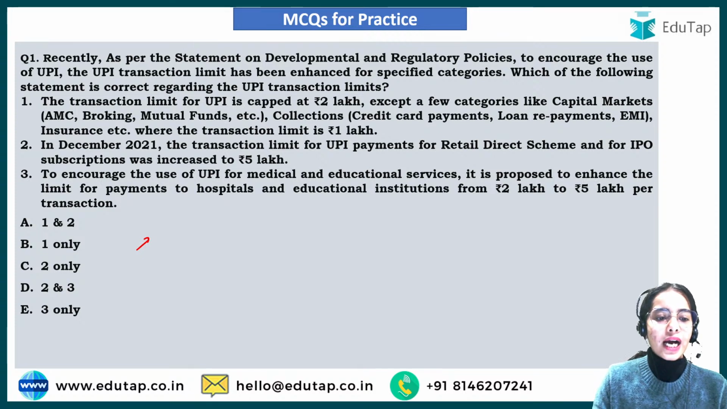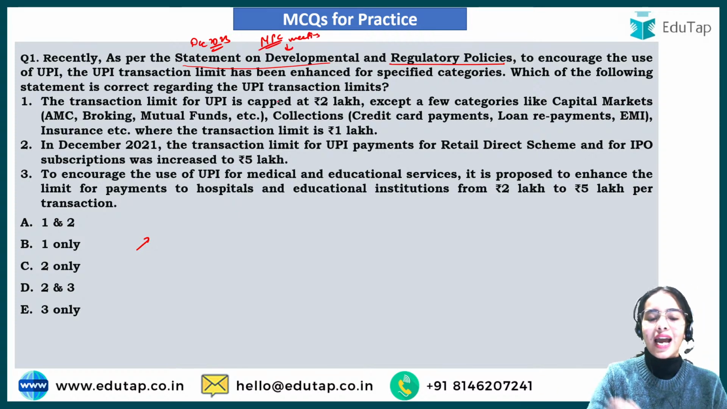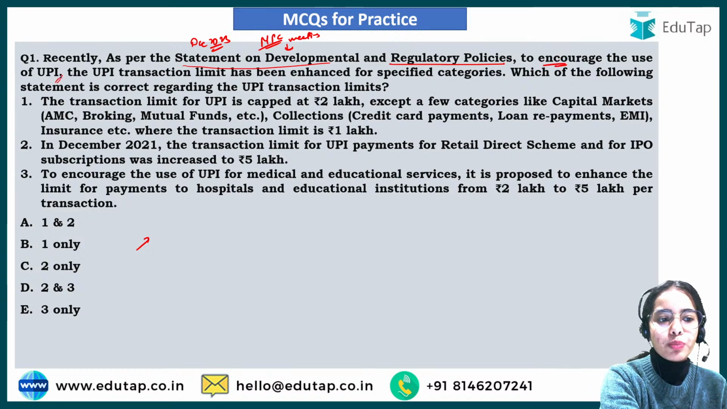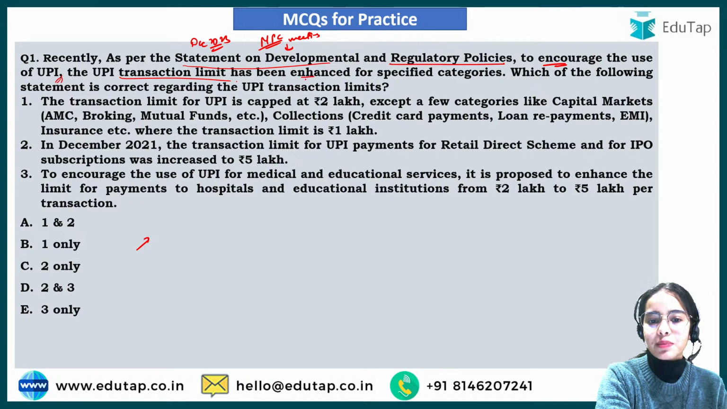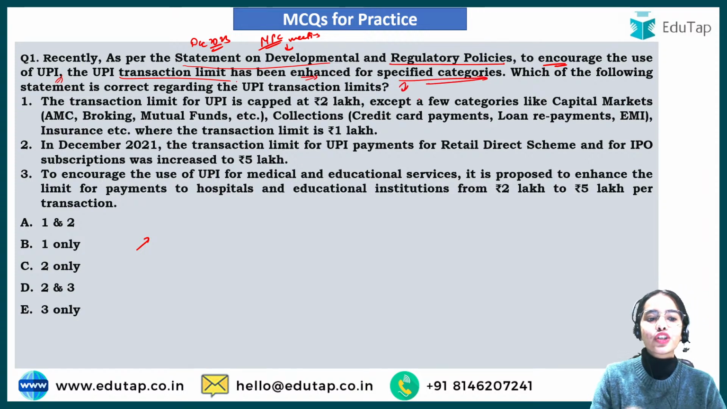So the question is regarding the statement on developmental and regulatory policies that was released in December 2023 with the Monetary Policy Committee meeting. As per this statement, to encourage the use of UPI, the UPI transaction limit has been enhanced for specified categories. Now you have to tell me which of the following statements is correct regarding the UPI transaction limits.